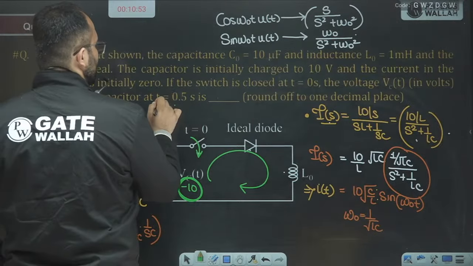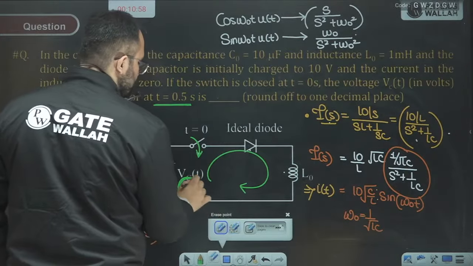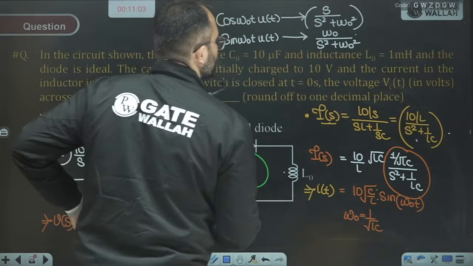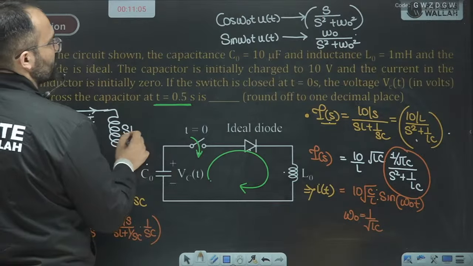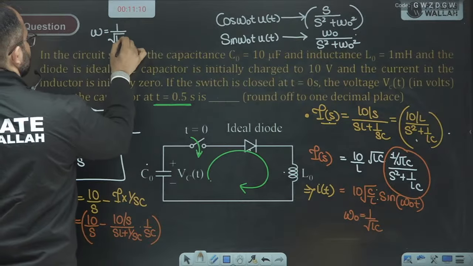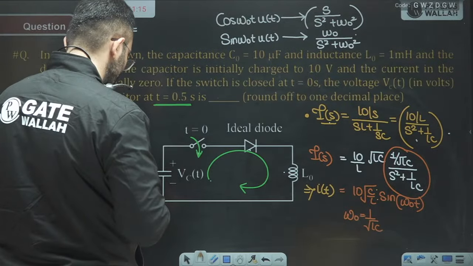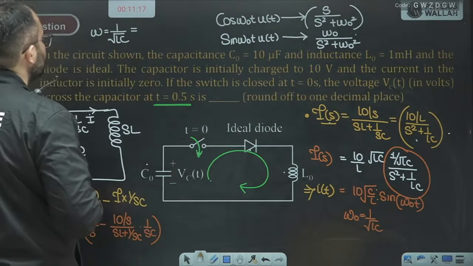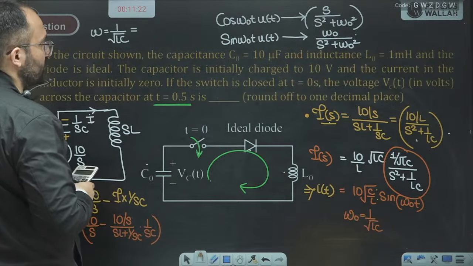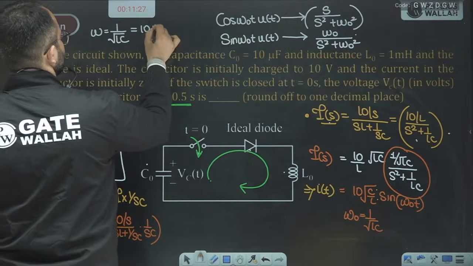Now we have to find out the time also. I had told you that. But if we talk about the time also, can we find out the time duration? Yes, we can. So let's find out the time duration of this. What is the omega? Omega is 1 upon under root LC. L is this, C is 10 microfarad. So we can see that the omega is 10,000.